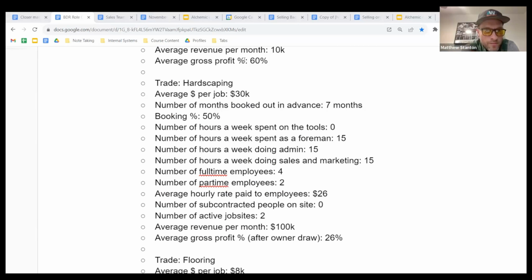I mean, if he's booked up 7 months, average job's high, 15 hours as a foreman, I don't know if that's high or low. Sounds low. Admin 15. I mean, it's a good breakdown. I want this breakdown. I want to put my stats into this. Yeah. So I see a lot of guesses. Average gross profit is pretty low. Yeah. So I see like raise prices, get off the tools, hiring. I see all these guesses in chat.